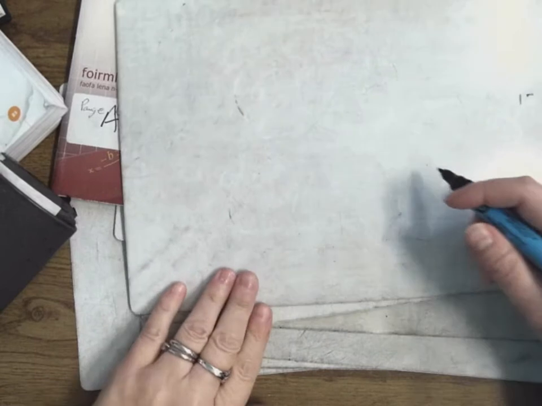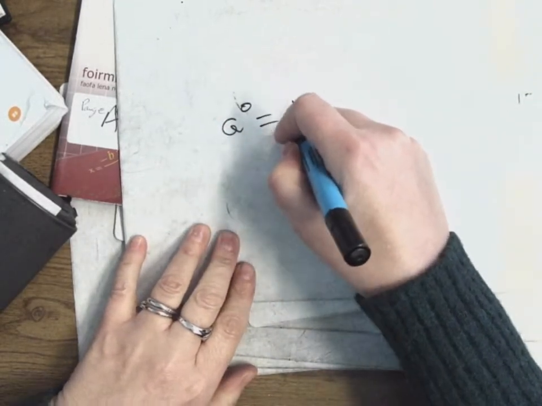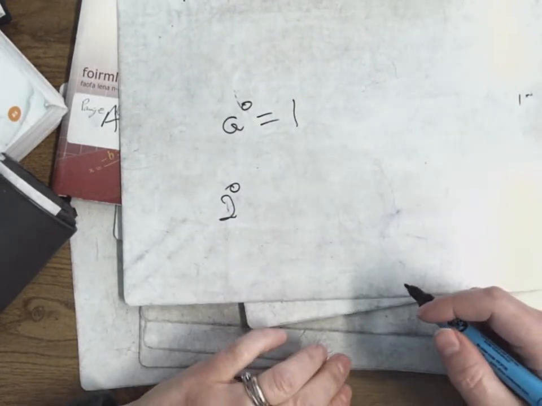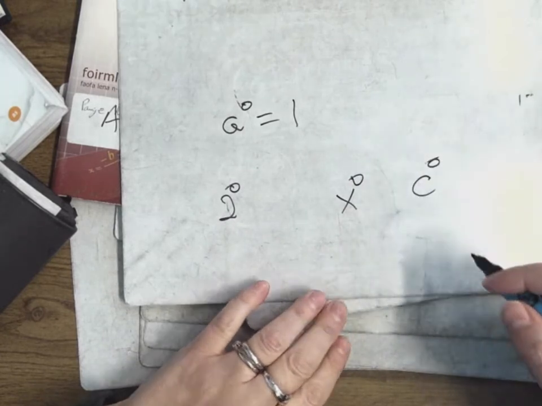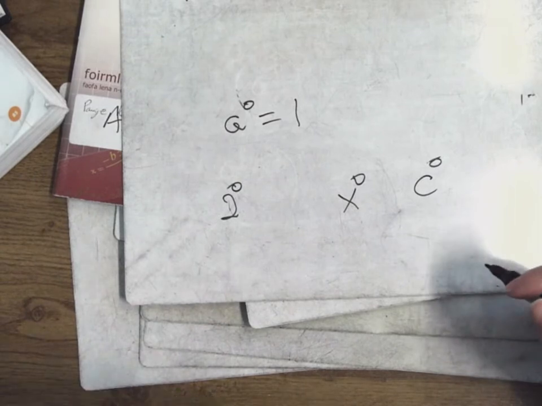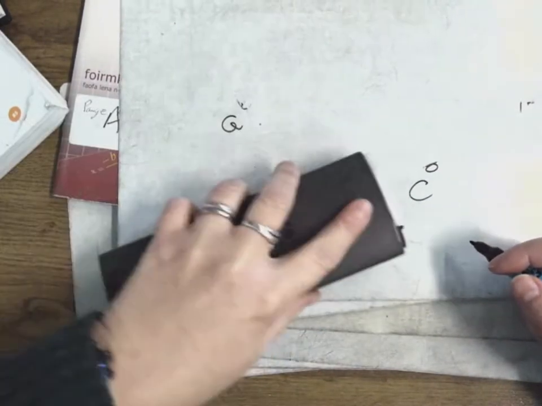The next rule, girls, is anything to the power of 0 is 1. So it doesn't matter what the base is. 2 to the power of 0, answer? 1. X to the power of 0, 1. C to the power of 0, 1. Anything to the power of 0 is 1. That's the next rule. It's written in the book, so you don't even have to remember it.